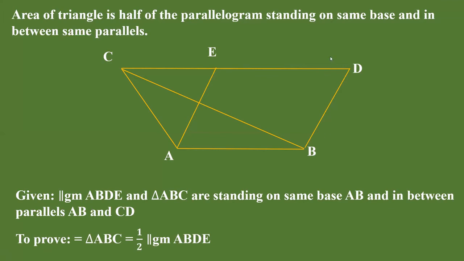I already told you that we have to use the first theorem, the one which we have proved, in order to prove this theorem. Now, do you remember in the first theorem what we did? We just proved that two parallelograms standing on the same base and in between parallels are equal in area. But here there is only one parallelogram. So can we create another parallelogram so that we can use the first theorem here?